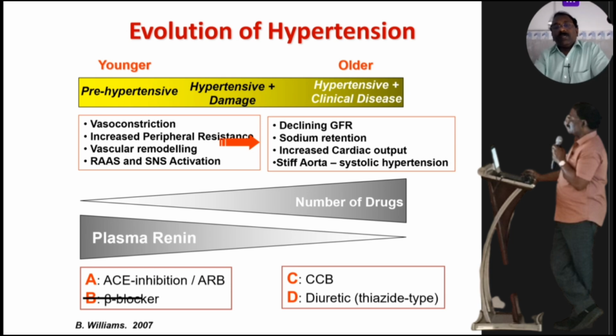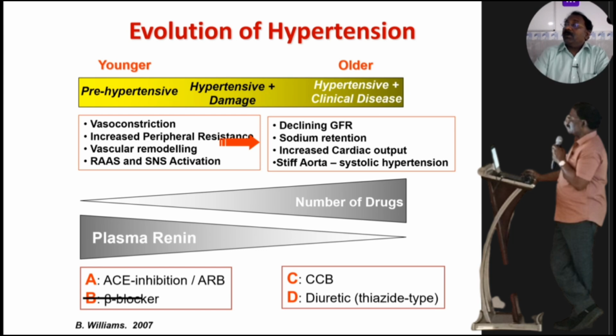In older individuals, you will have a declining GFR because of aging, maybe because of multiple diseases. CKD is very common in elderly individuals. When you check the creatinine levels, it will be 1.8, 2.2, 3.2 in asymptomatic individuals. Sodium retention is very common there. Increased cardiac output, stiff aorta. So that is the reason for isolated systolic hypertension.